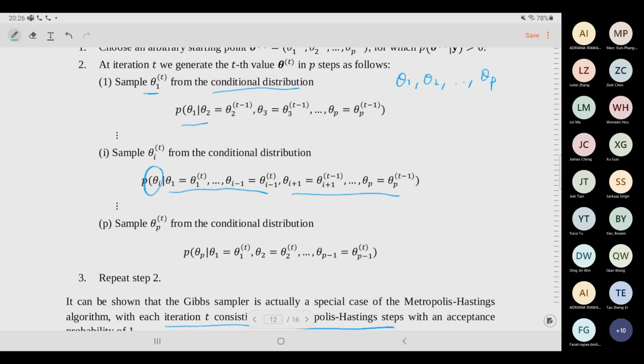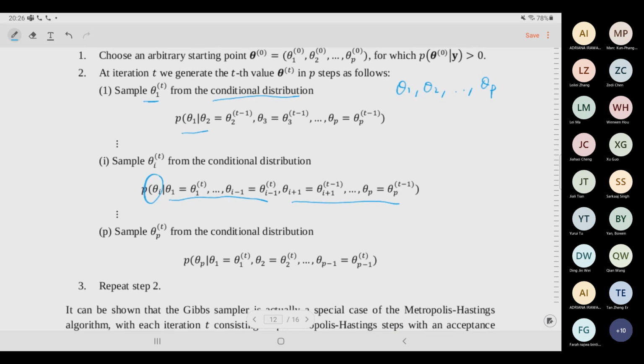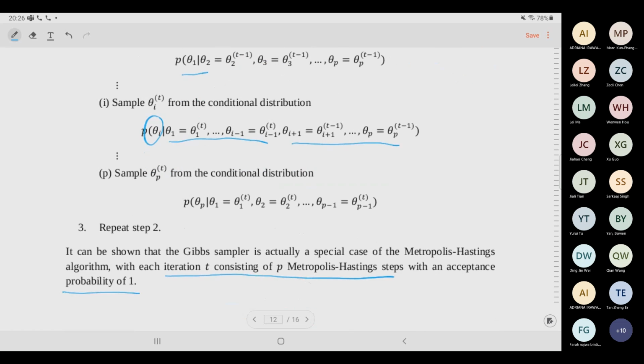For each parameter, theta i will be updated from the conditional distribution. And for Gibbs sampling, this means that the conditional distribution is a known distribution. When we find the conditional distribution of the parameter theta i, it's actually a known distribution, so we can just use the distribution as it is. This is why it's like multiple testing with an acceptance probability of 1.